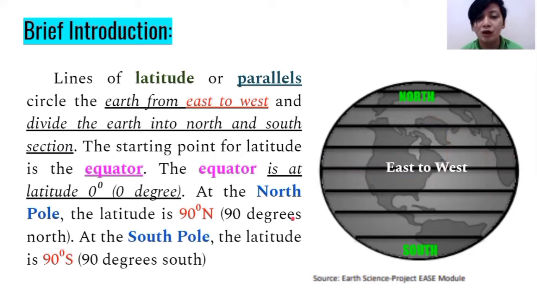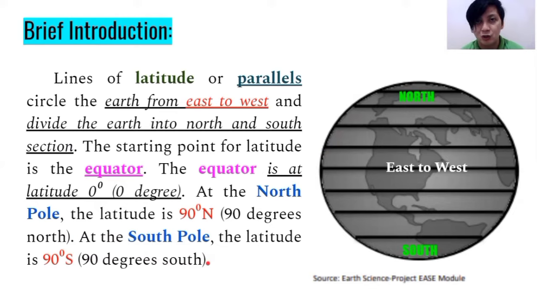So the starting point of latitude is the equator. The equator is at latitude 0 degree. At the North Pole, the latitude is 90 degrees. Okay. And at the South Pole, the latitude is 90 degrees south.